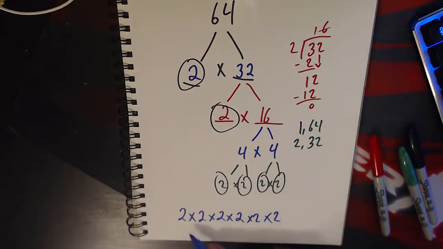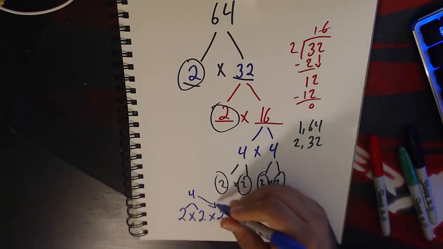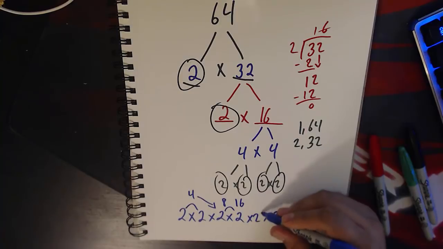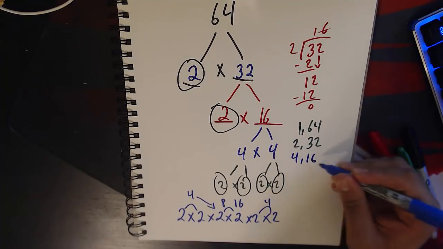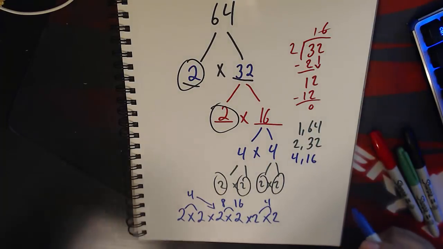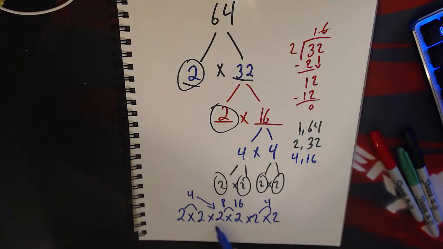Now I can multiply all these 2's. 2 times 2 is 4. Times another 2 is 8. Times another 2 is 16. Then I can do 2 times 2, which is 4. So I know that 4 and 16 are factors of 64 because 4 times 16 will give us 64. So now I'm going to rewrite these numbers again. I multiplied 4 2's together and then 2 2's together.